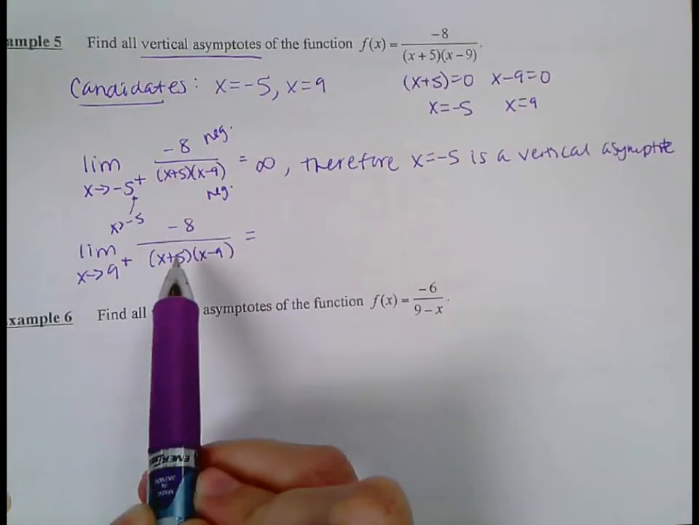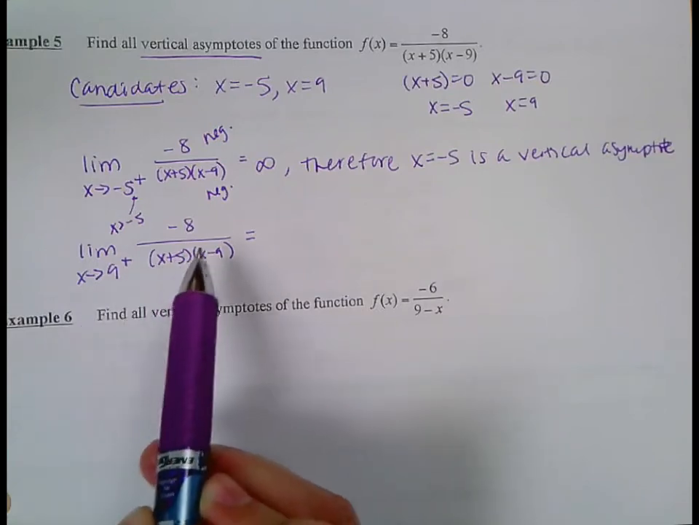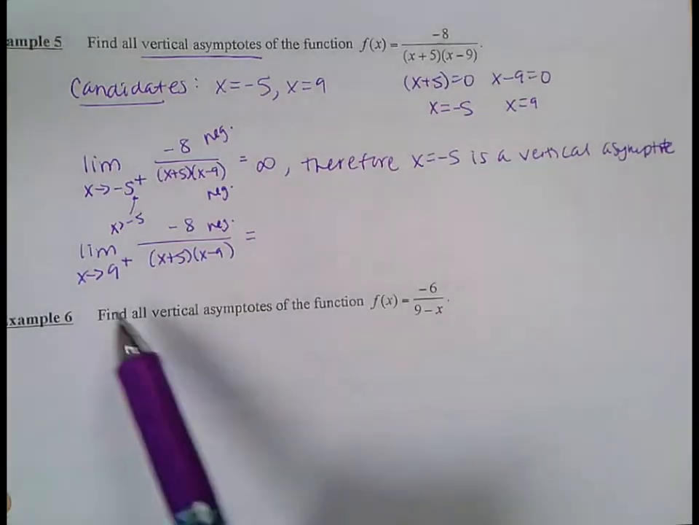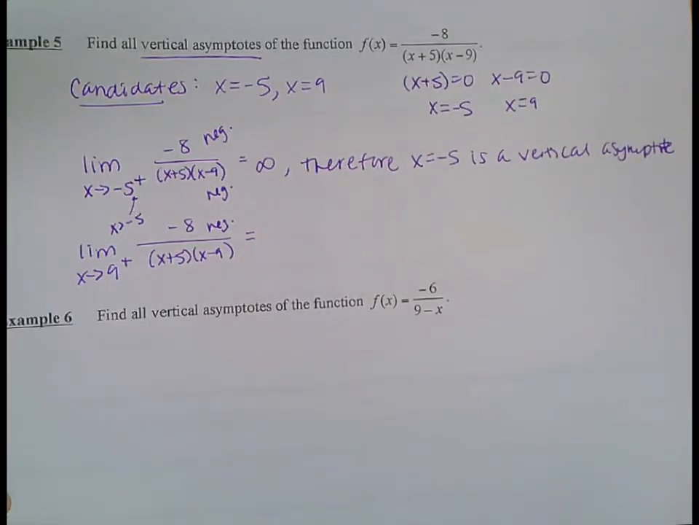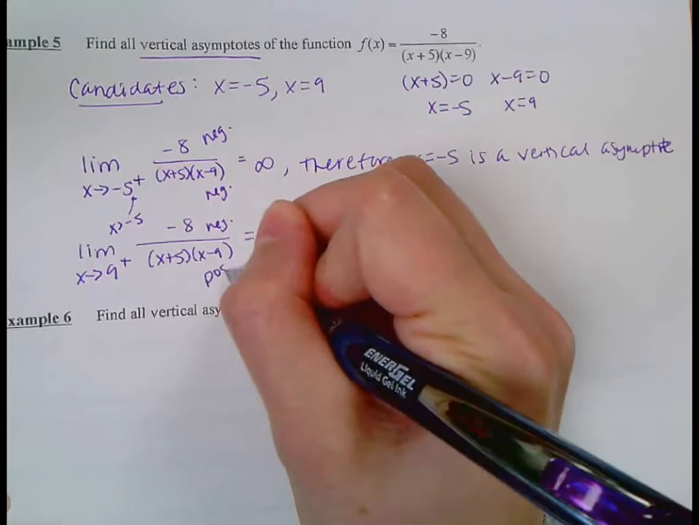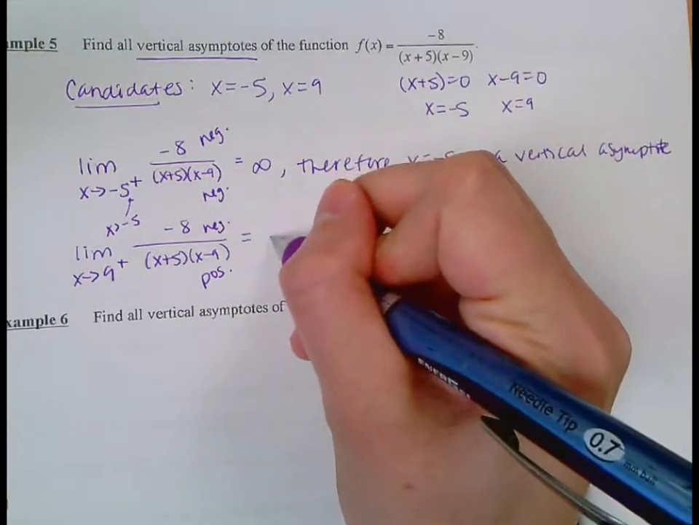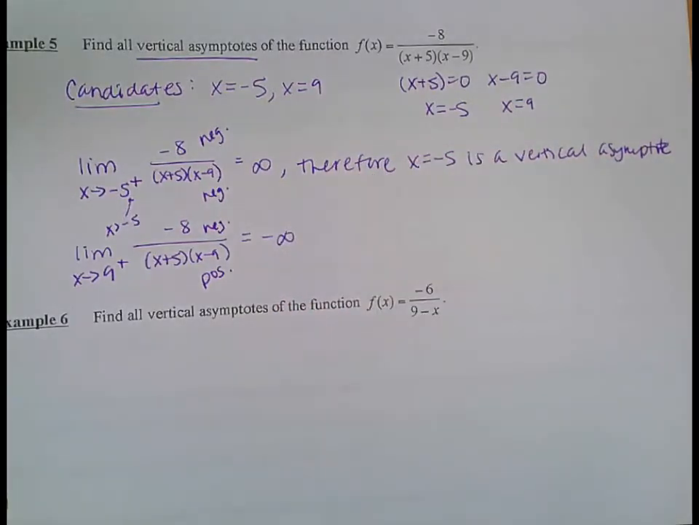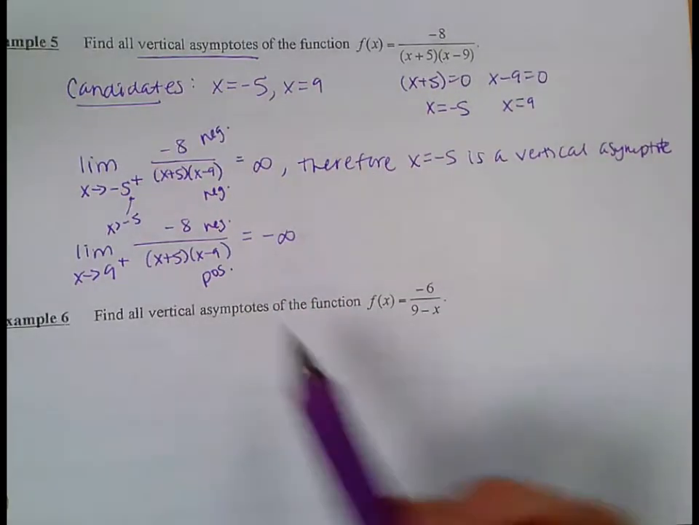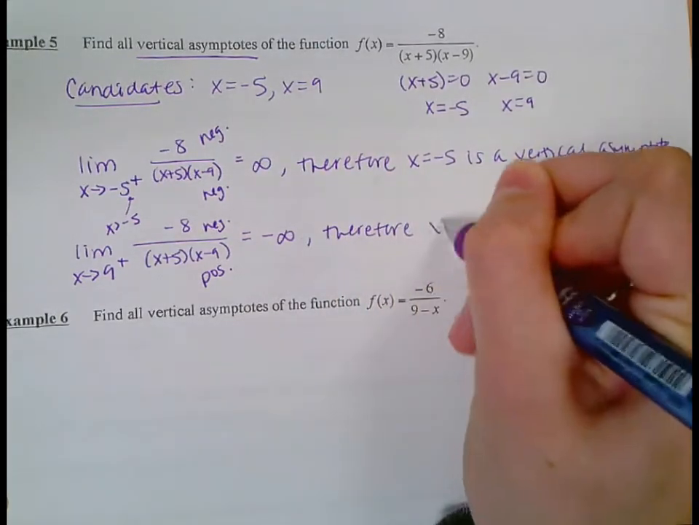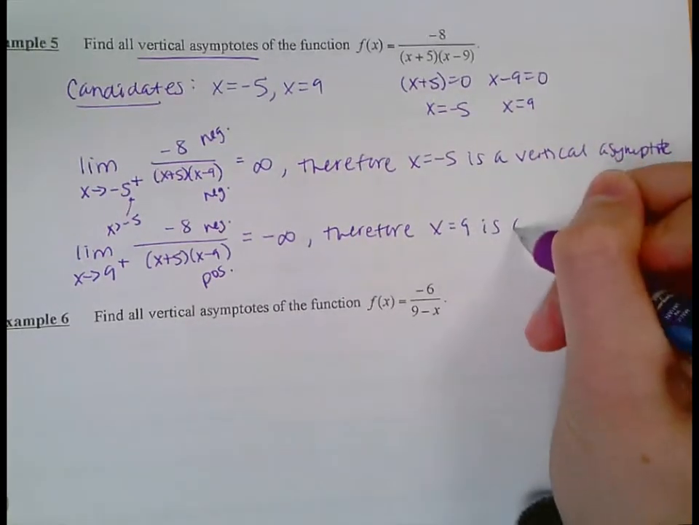And then for the second limit, so now I'm approaching 9, I realize my denominator is 0. My top, again, is still negative. If I substituted numbers larger than 9, would my denominator be positive or negative? So x plus 5 would be positive, x minus 9 would also be positive. So that means my ratio is negative. Negative over a positive. But this is enough to say then, therefore x equals 9 is a vertical asymptote.